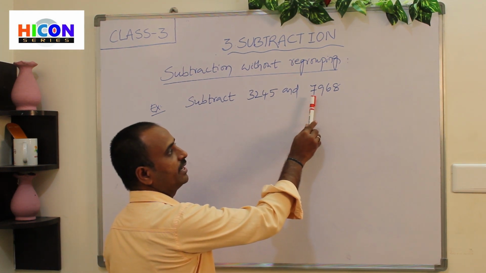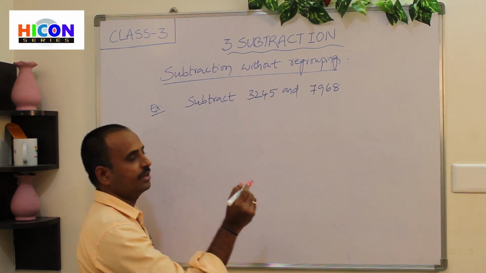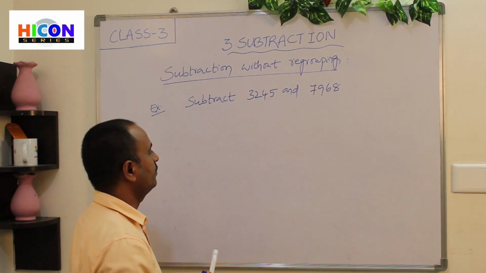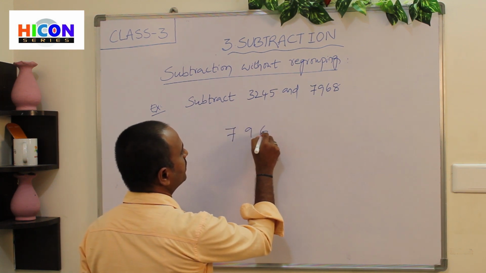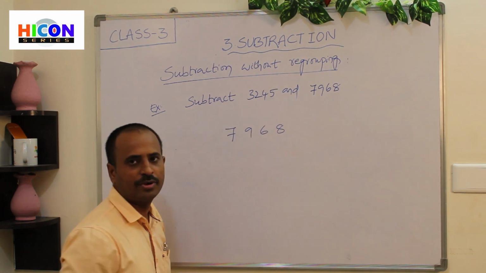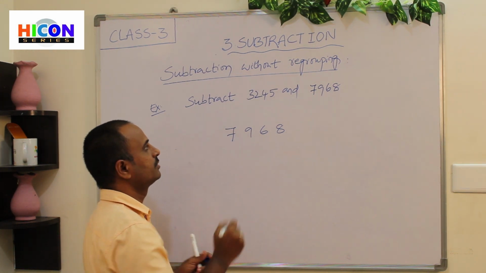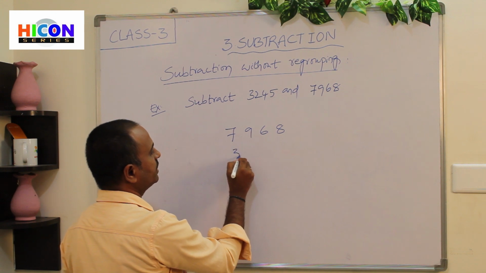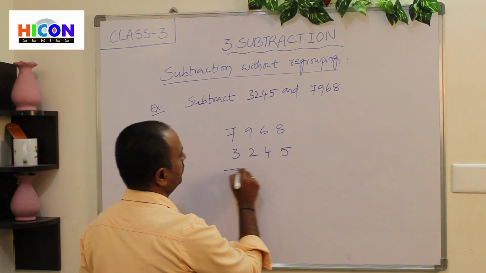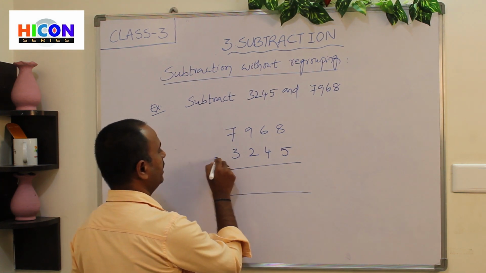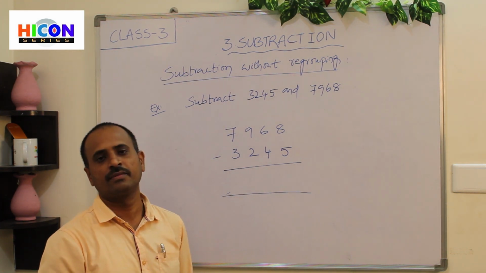Yes, 7,968 is the greater number. So write the greater number first: 7,968. Now write the smaller number below the greater number. So write the number 3,245. In this way, first we have to write one number below the other.